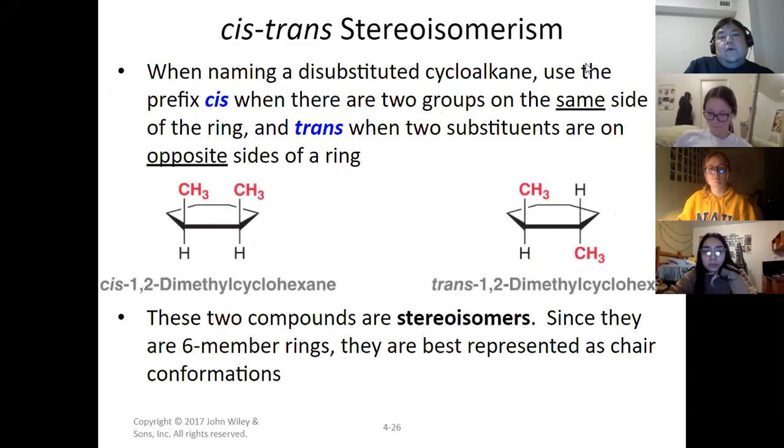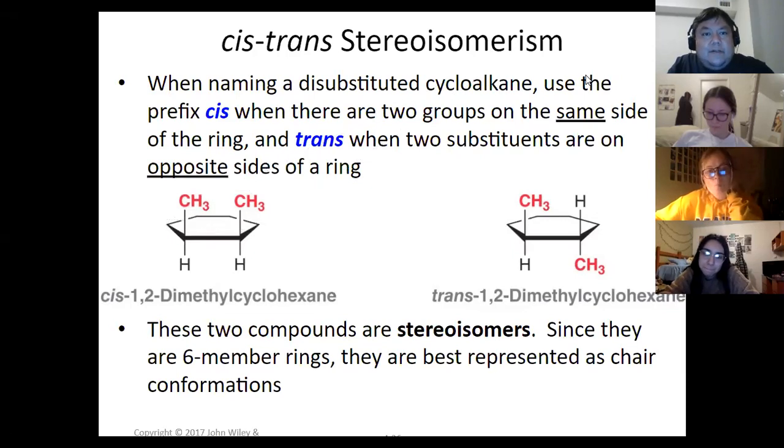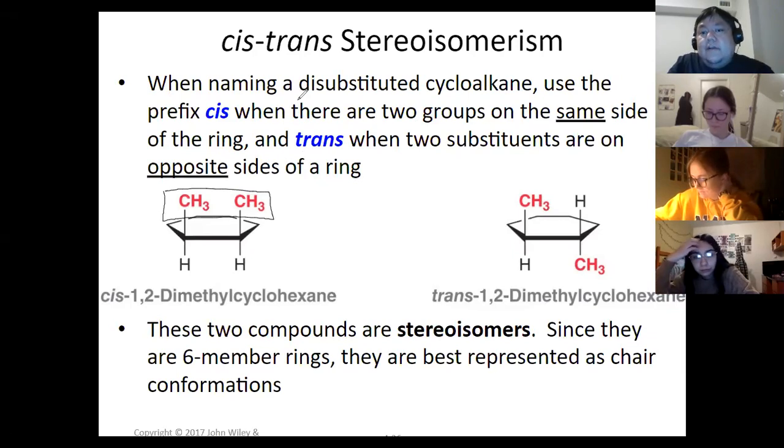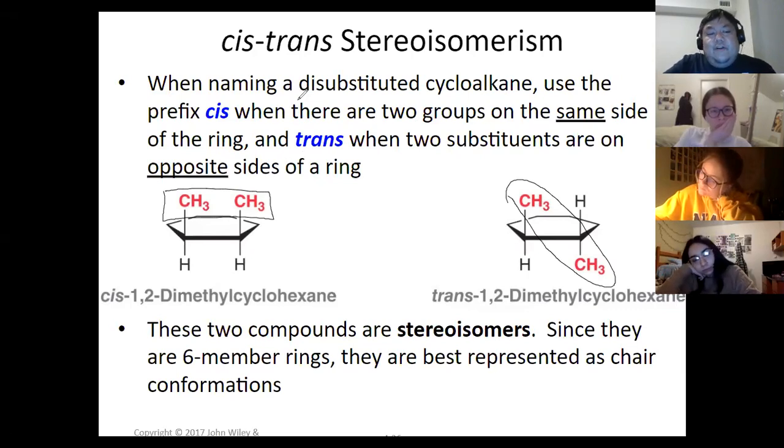And so here, when naming disubstituted, if you have a disubstituted cycloalkane, if you have two substituents, I can call them cis if they are on the same side, like that. If they are on opposite sides, it's trans. This is going to come back when we talk about double bonds. So if you're doing the name, it's cis-1,2-dimethylcyclohexane or trans-1,2-dimethylcyclohexane.